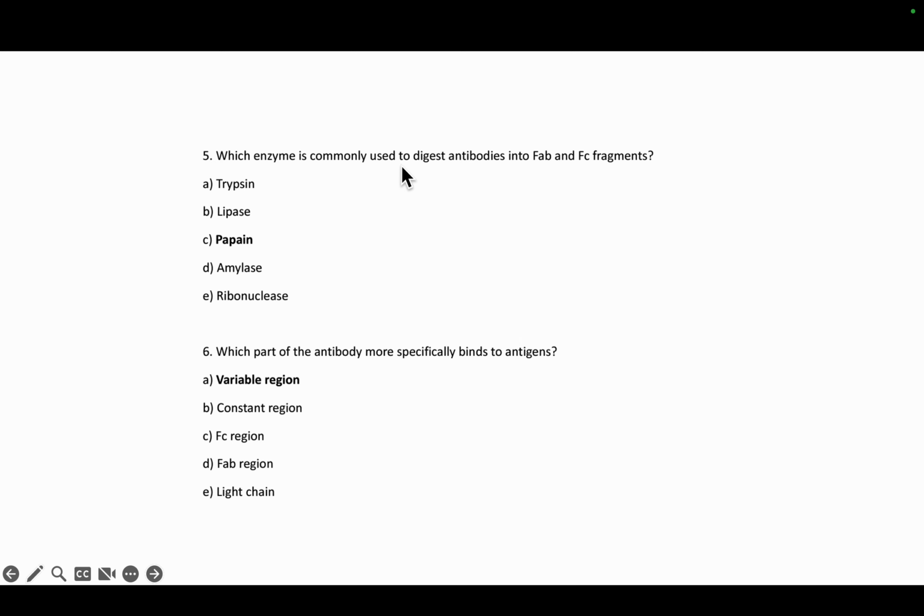Which enzyme is commonly used to digest antibodies into Fab and Fc fragments? The enzyme is papain. So papain is commonly used to digest antibodies into Fab and Fc fragments.